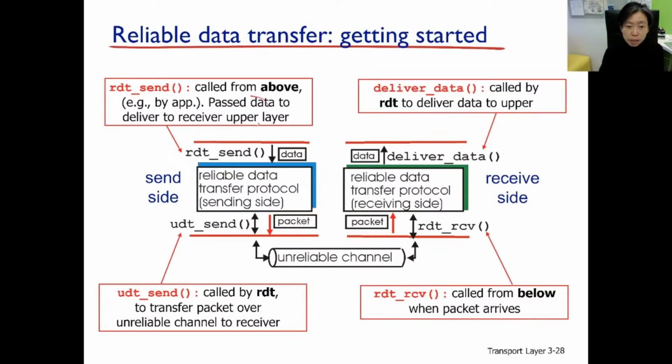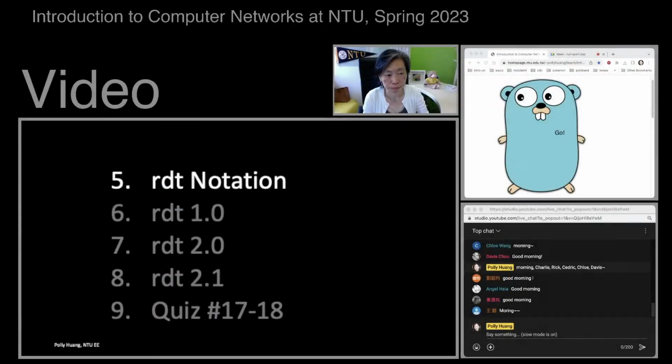First, coming from the sending process to the sending RDT. Second, from the sending RDT to the unreliable channel. Third, from the network layer to the receiving RDT. And the fourth, from the receiving RDT back up to the receiving process. All right, so you see that pseudocode style function calls indicate the actions between layers.